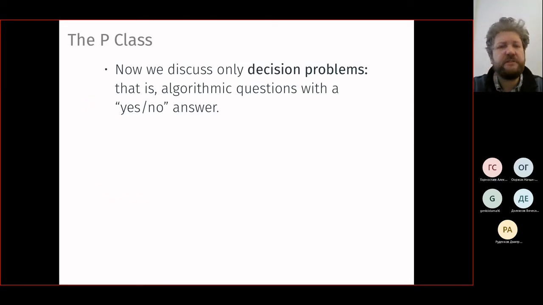For today, we discuss only decision problems. So it's an algorithmic question with only one bit of answer, which is yes or no. Of course, there are many more complicated problems, and we'll discuss them later, connected to decision ones. The reason is actually very simple. It's because a decision problem gives you one bit, and, well, technically speaking, any other problem is just a series of decision problems, because any answer is a series of zeros and ones.